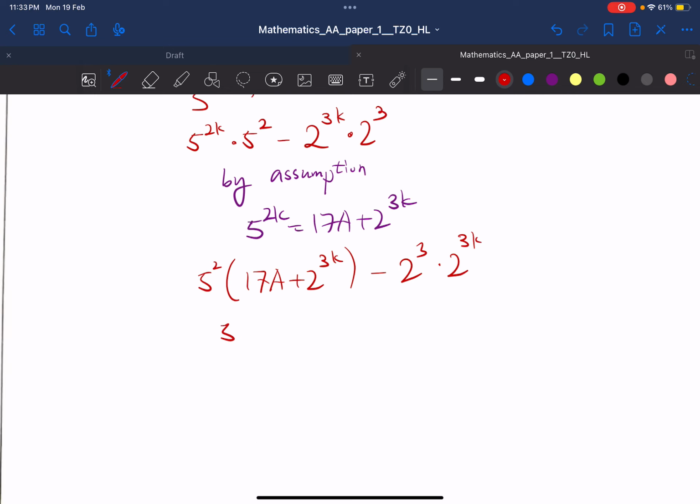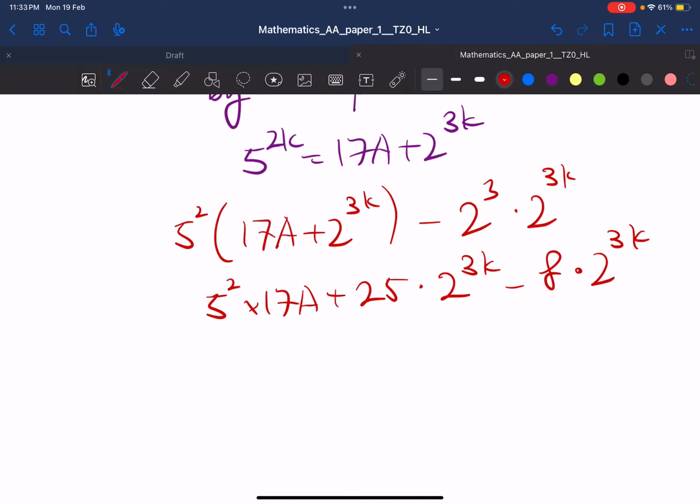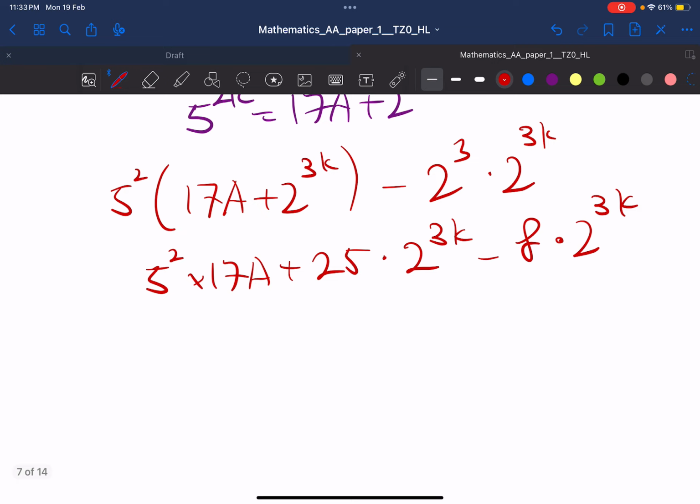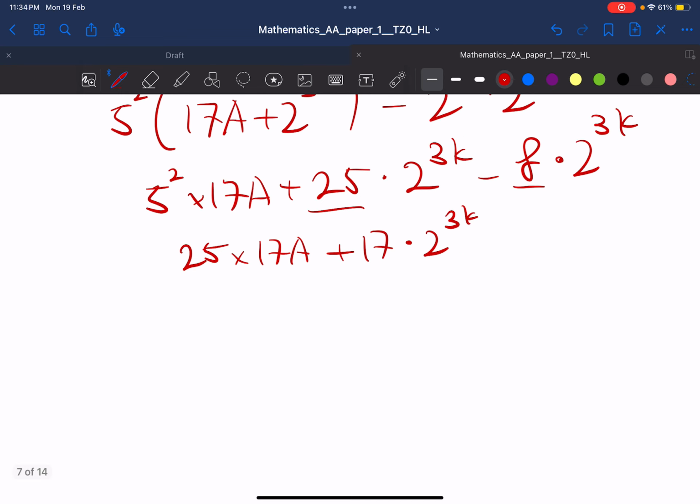And then we just multiply this in, so it's something that looks like this. So 5 squared is 25 times 2 to the power 3k minus, so this is 8 times 2 to the power 3k. And here you should have some prediction that we already have the answer. So just look at them one by one. This is 25 times 17a. Here, 25 minus 8 is 17, coincidentally. And then here, every single one of them can factorize by 17. So basically, this is done already.